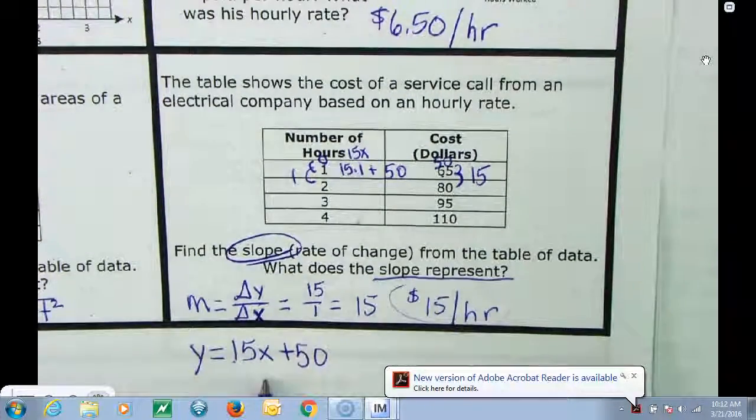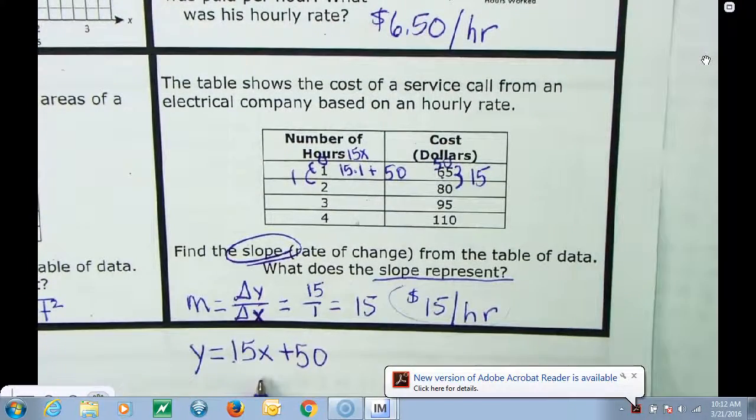So is this proportional? Is this proportional? Yes.